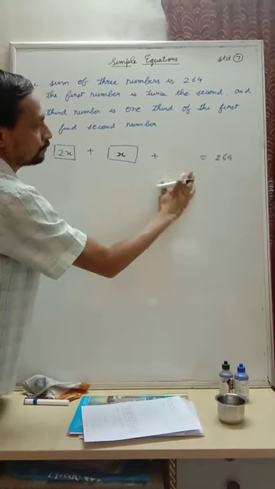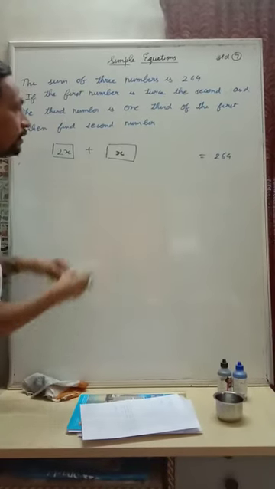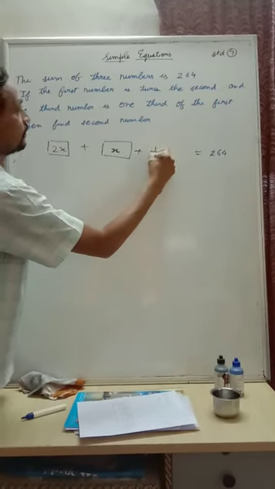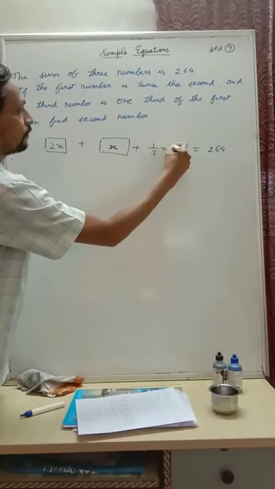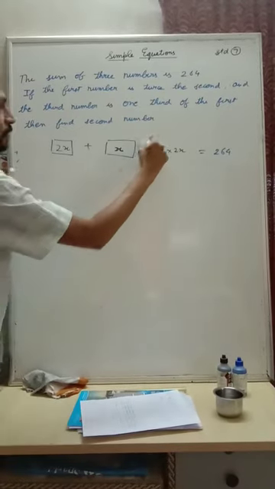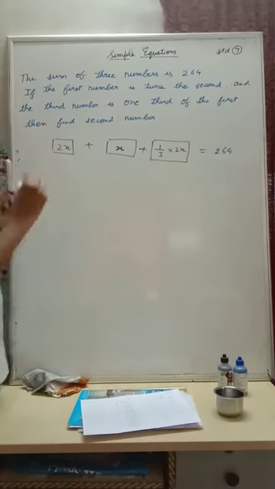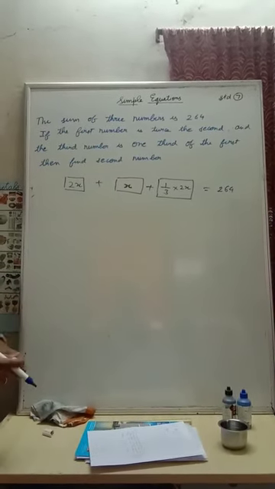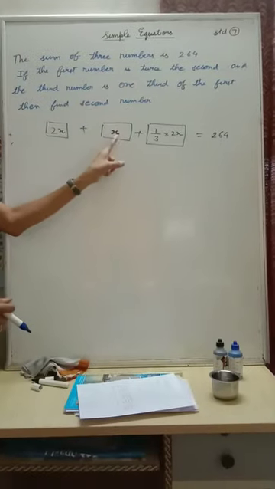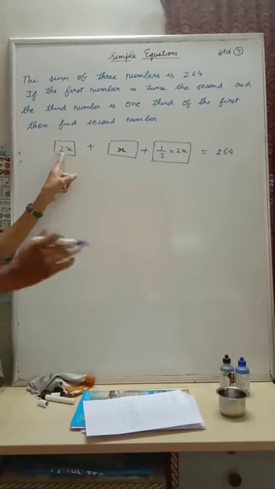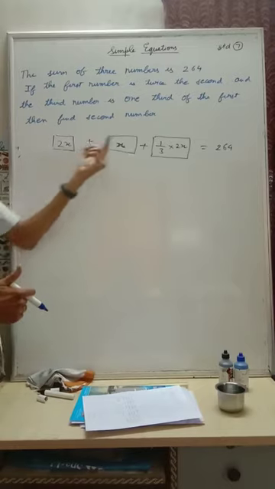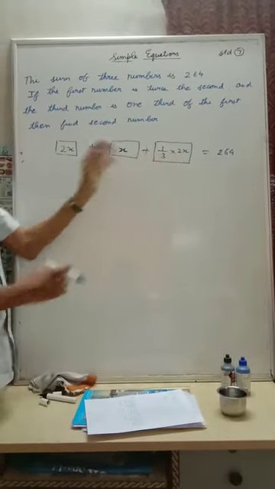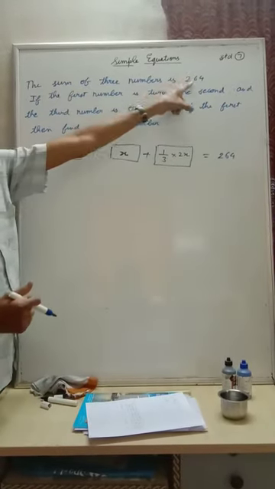I'll just rub it off and write it a bit bigger so that you can see this. The third number is 1/3 of the first. So this is how it goes. I'll make a box over here. Okay, now can you see? Friends, what I have done is I have started by assuming the second number to be x. Then the first number is 2 times the second, so it is 2x. The third number is 1/3 of the first, so it is 1/3 of 2x, and their sum is 264.